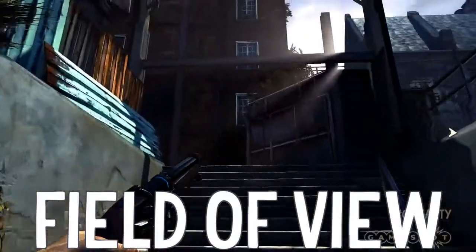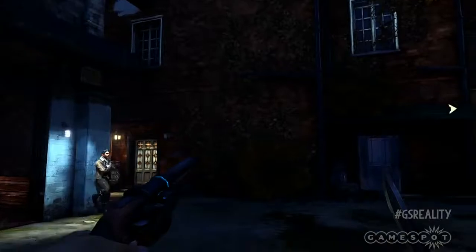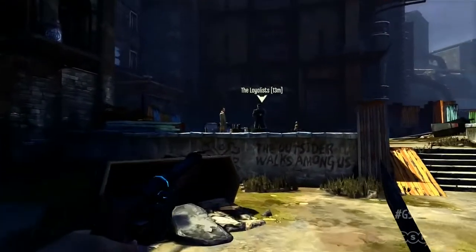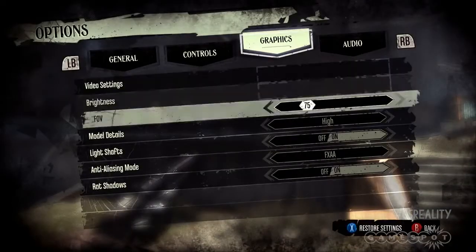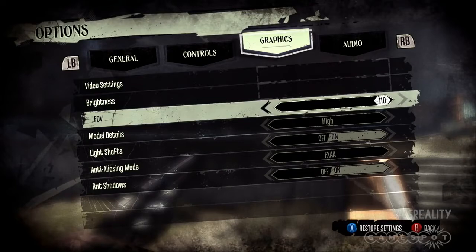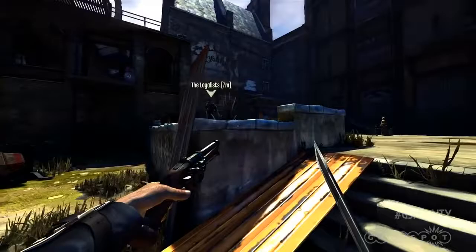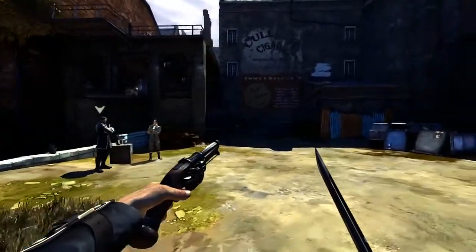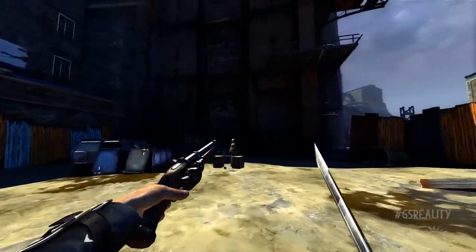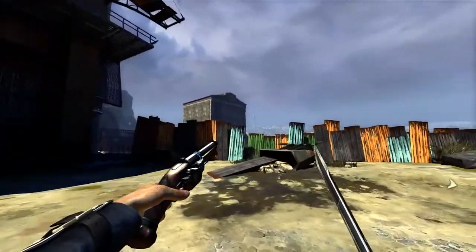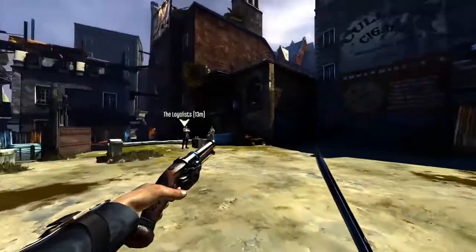FOV, or field of view, on the other hand, is the extent of the observable game world that is seen on the display at any given moment. The wider the angle, the more you see. So, does this hit your PC's performance? Well, it shouldn't much, if anything at all. Sure, there might be more objects on screen at a wider angle, but they're also slightly further away, so depending on how the game loads in textures, it should balance out.